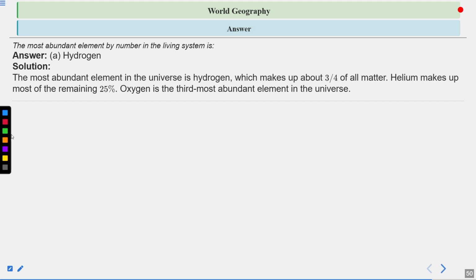Helium makes up most of the remaining 25%. Oxygen is the third most abundant element in the universe. So correct answer is A option, hydrogen.